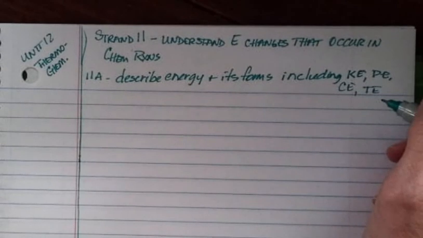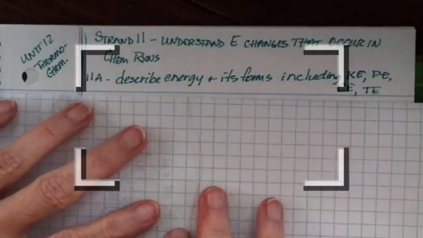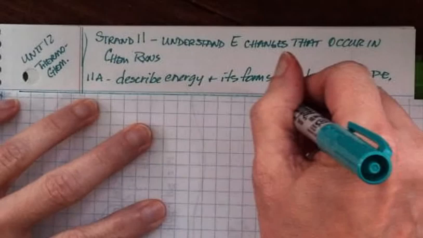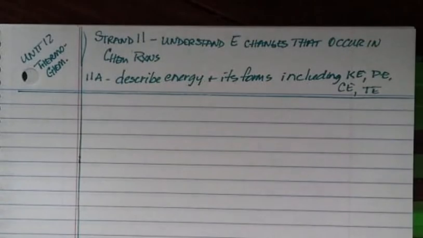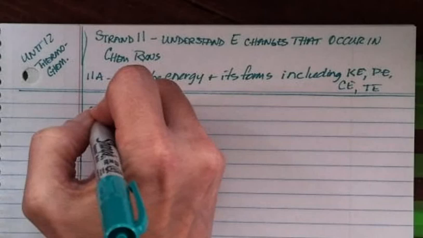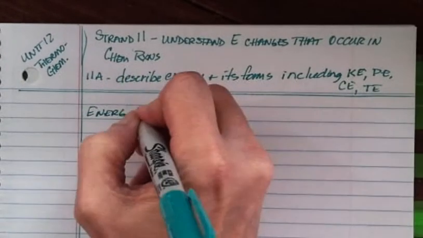So the first thing you need here, and I'm going to draw my line right across here because apparently I forgot to do that. The first thing you need, though, is just a basic understanding of what is energy. Everything in the universe is made of either matter or energy. Well, matter is anything that has mass and takes up space. So energy is defined as the ability to do work.